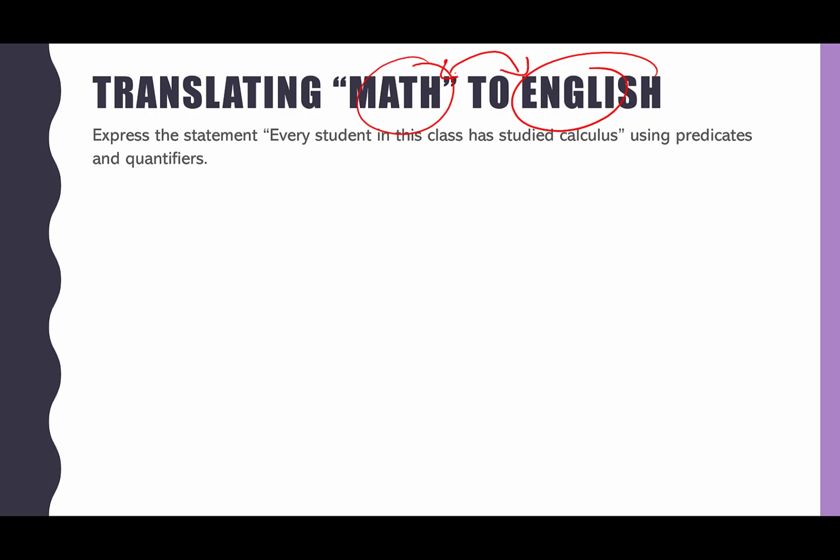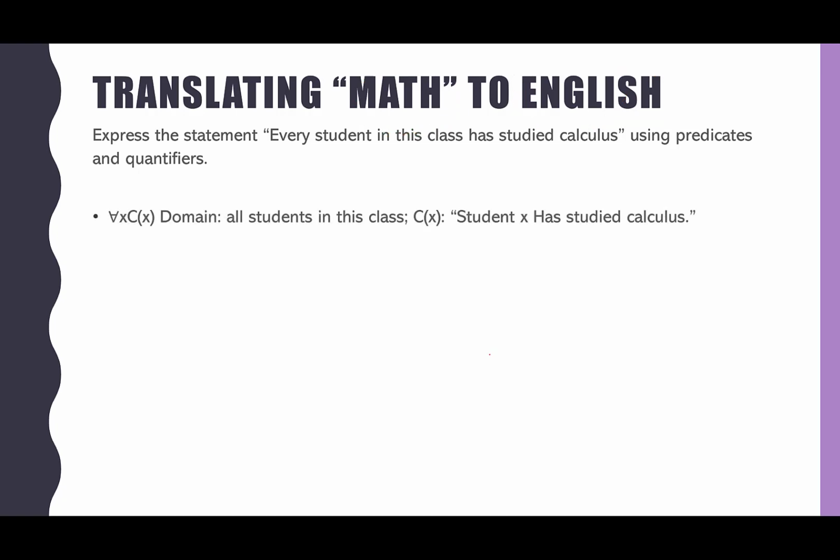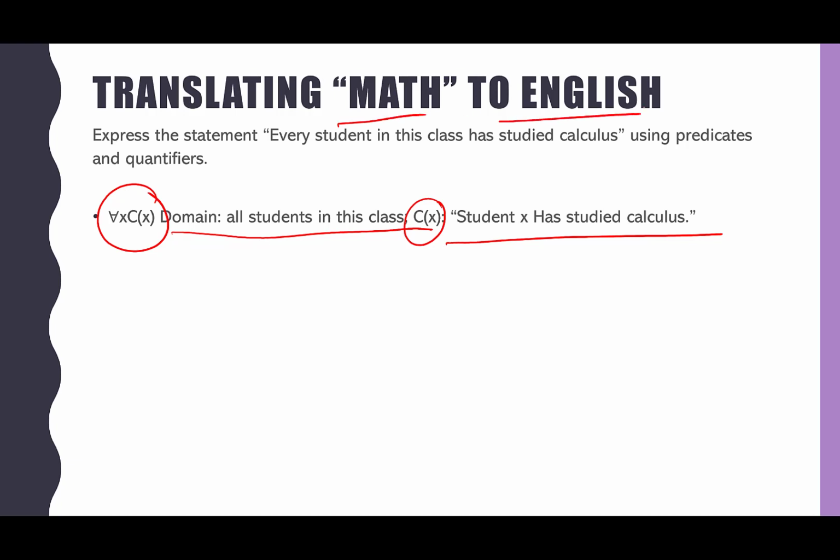And that's the point I wanted to show you here. So if the domain is all students in this class, so it's just us 15 or 20 people here, then we can have a function here called C(x), student x has studied calculus, and we can simply say for all x, C(x). And that translates that sentence into math. Okay? Sorry about having this backwards here. Not sure why I did that.